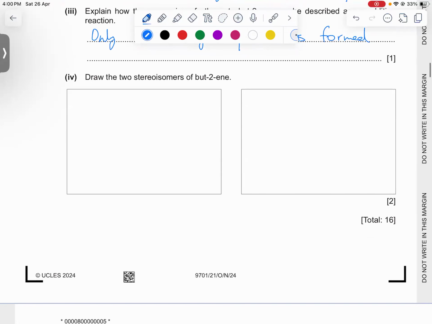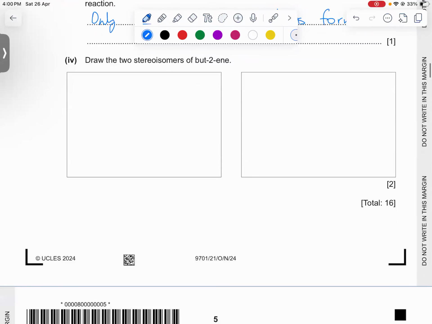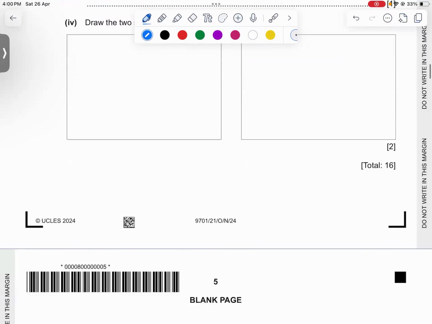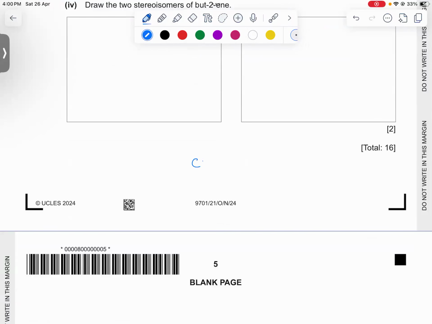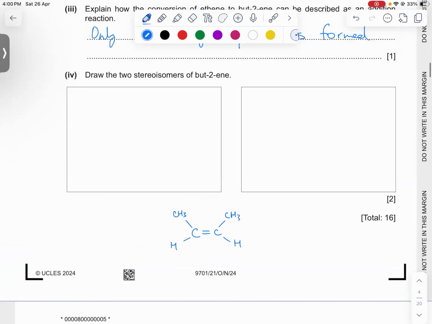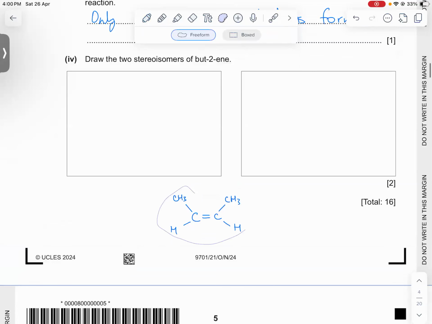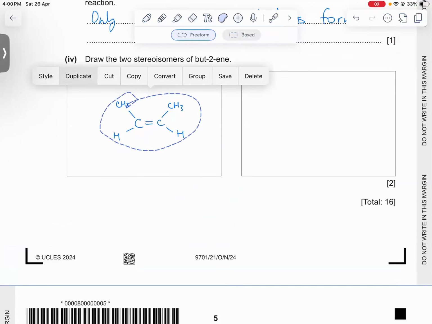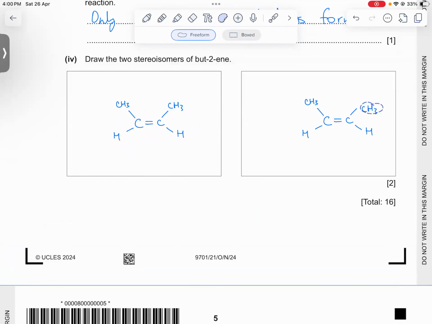All right, next question. Draw two stereoisomers of butene. So first of all, we need to know what butene looks like. So butene contains the carbon-carbon double bond on the second and third carbon. That is why it's called butene, meaning one carbon should be on this one, CH3, and one carbon should be on this one, CH3, and then H, and then H, right? Okay, so draw the two stereoisomers of butene. So, well, we have drawn just one, all right? And then we can just duplicate it, take it on the other side, and switch the hydrogen with the CH3, right? Hydrogen here and CH3 over here, all right?